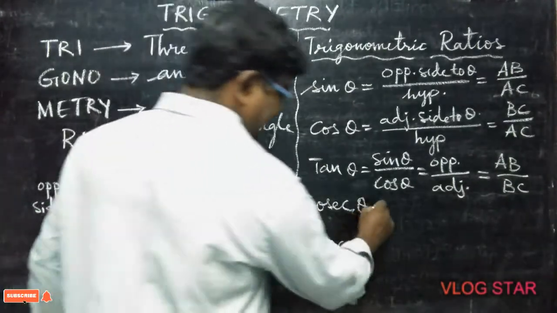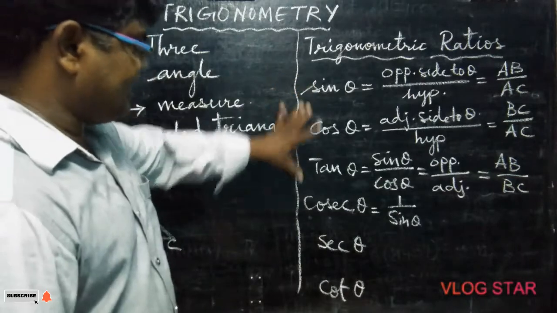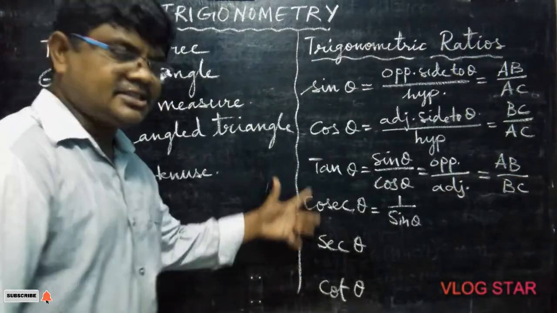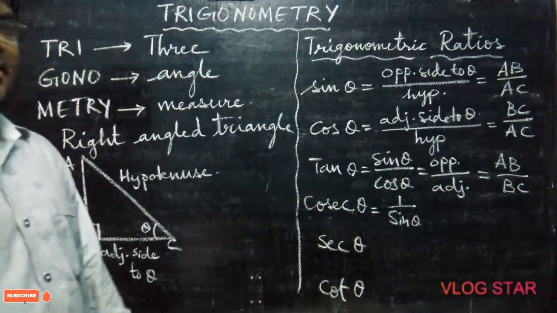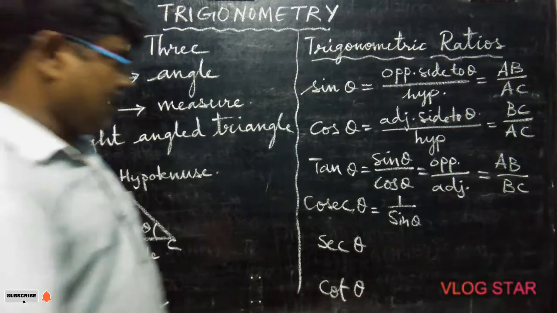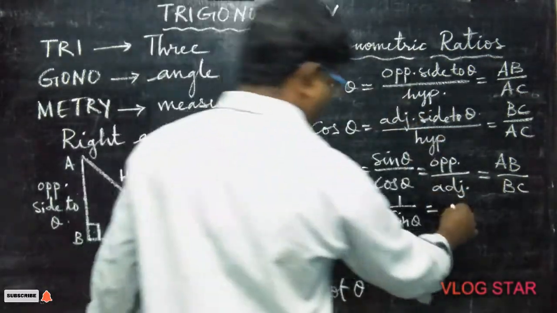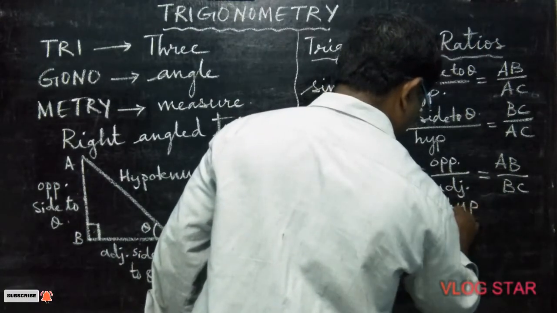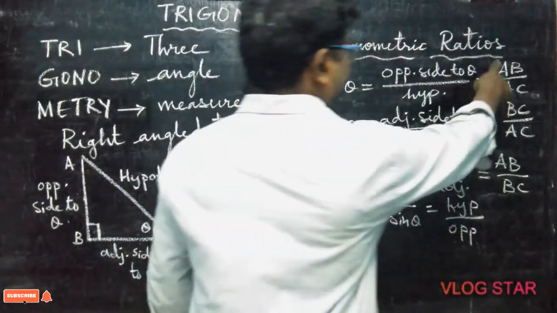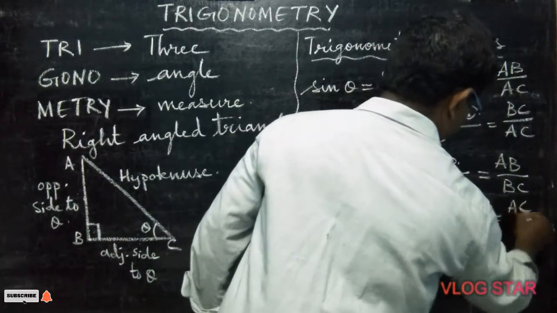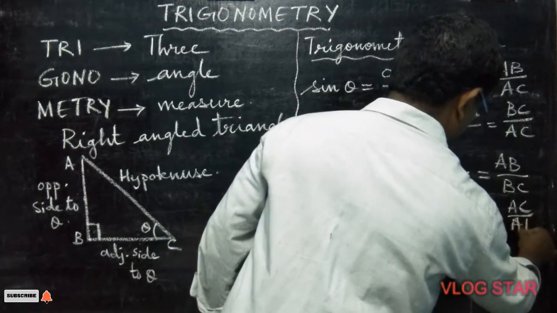Coming to cosecant. Cosecant means reciprocal, so 1 by sin theta. If you know the first 3, the next 3 are reciprocals. Very simple. If you learn 50%, the other 50% you will understand automatically. So keep in mind, 1 by sin, reciprocal: hypotenuse by opposite. You write the full form, opposite side to theta. Now make it reciprocal: AC by AB.